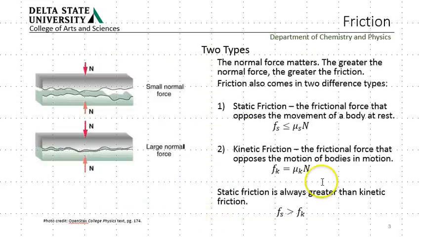Or we have to use equations like this. Well, we do use equations like this to figure out what the coefficient of friction is. We'll measure the frictional force, we'll measure the normal force, and then we'll figure that out.